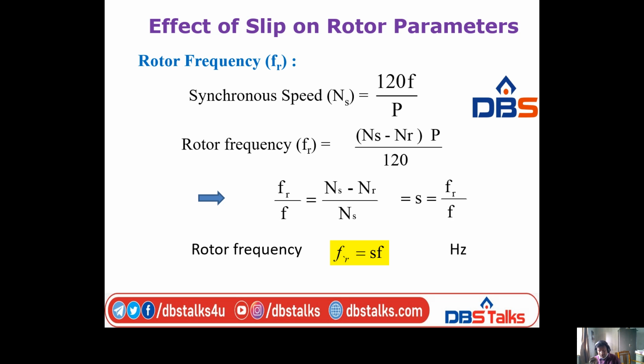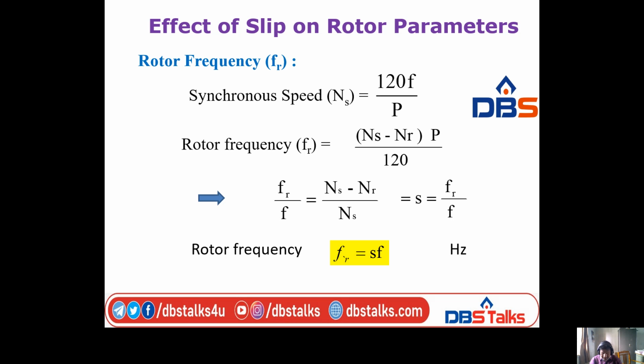The relation between the synchronous speed, supply frequency and the number of stator poles is Ns is equal to 120 f by P rpm. From that, f is equal to Ns P by 120 hertz.